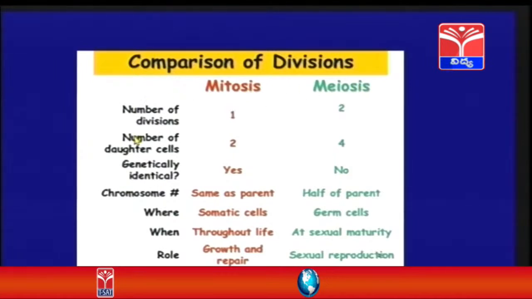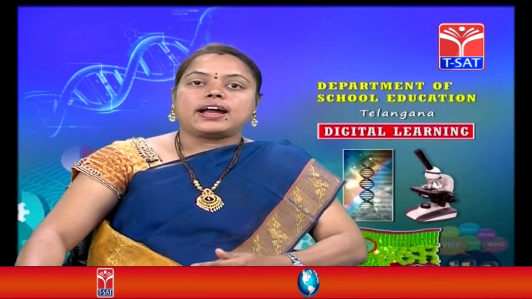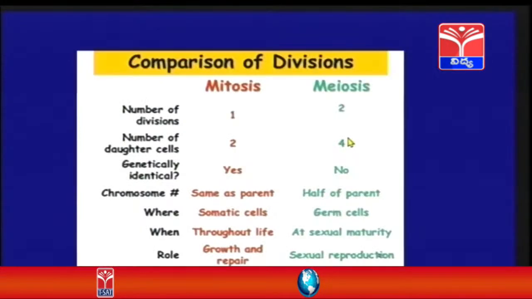In mitosis, the number of divisions which take place is only once, whereas in meiosis we have meiosis 1 and meiosis 2. In mitosis, 2 daughter cells are formed, whereas in meiosis 4 daughter cells are formed. As we have discussed, the parent is diploid, whereas the 4 daughter cells formed have half the number of chromosomes to that of the parent cell.